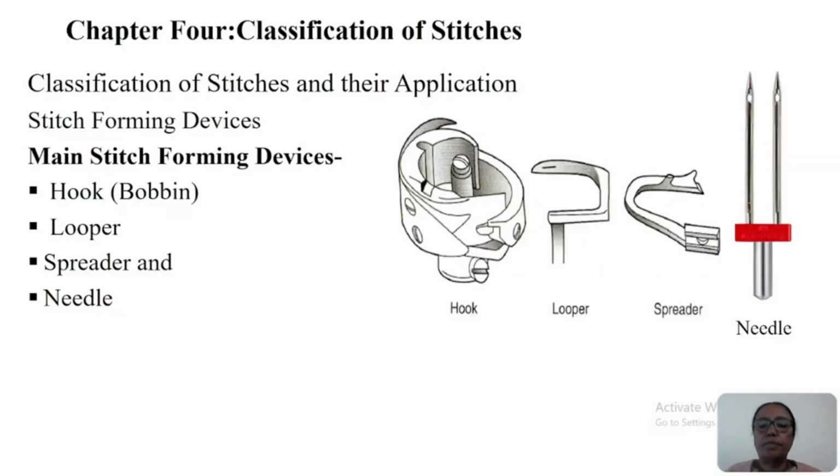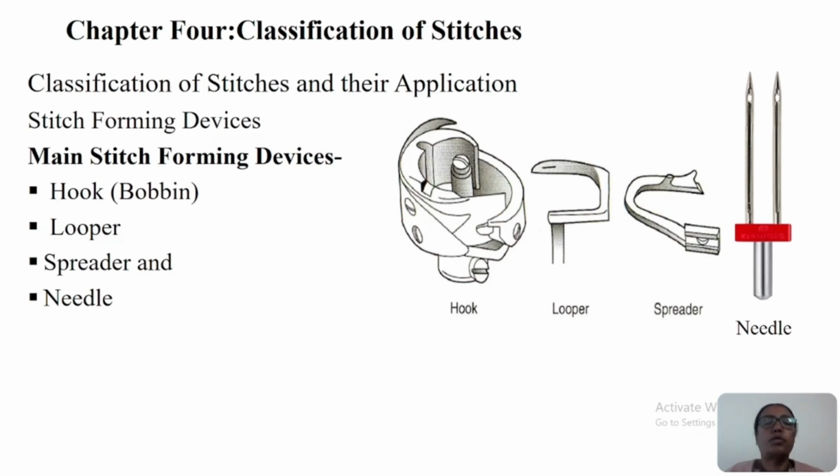This is Gadamnesh. In the previous video, we covered industrial sewing machines, types of sewing machine, industrial sewing machine function and application, and also sewing machine parts and their function. So now we are going to see chapter 4, classification of stitch. A stitch can be classified according to its application, characteristics and types.